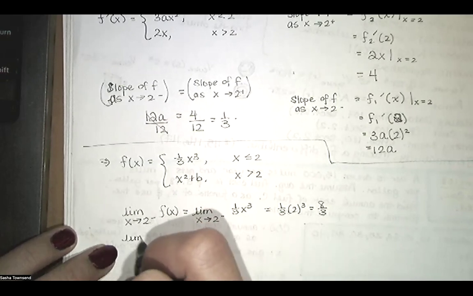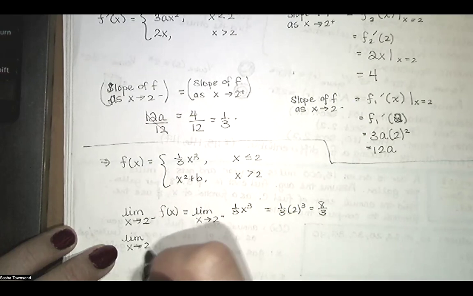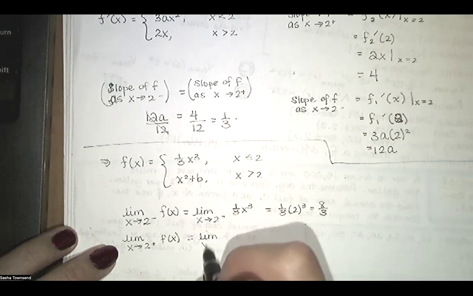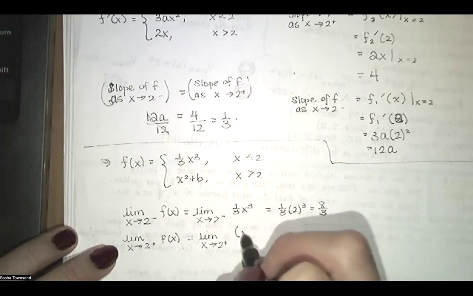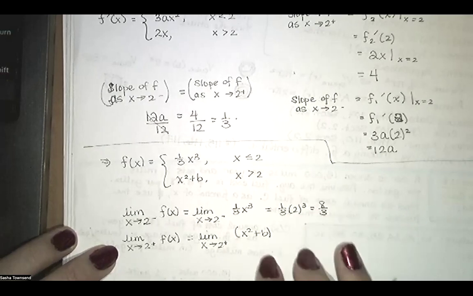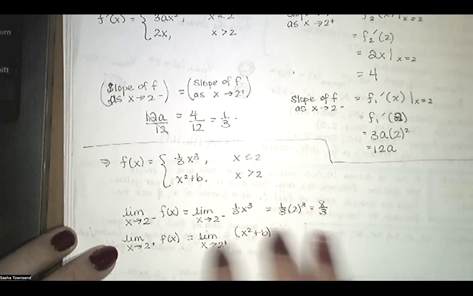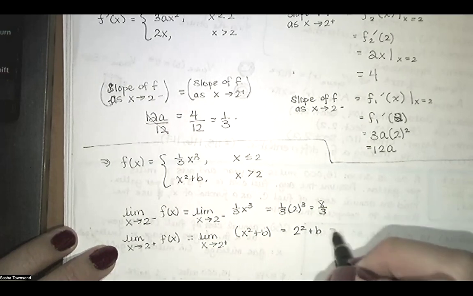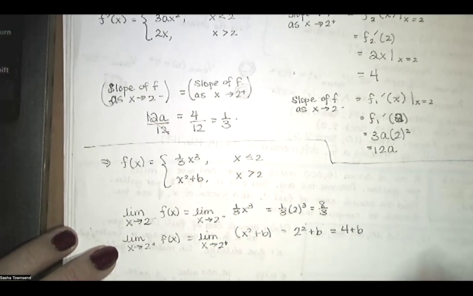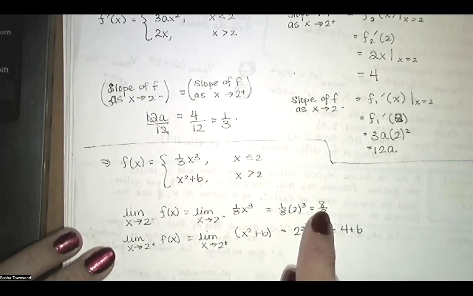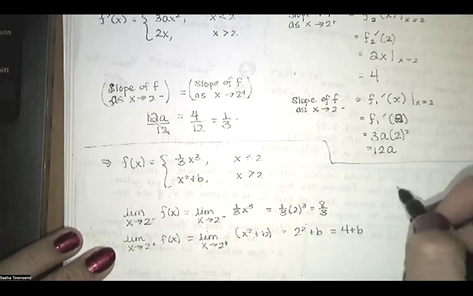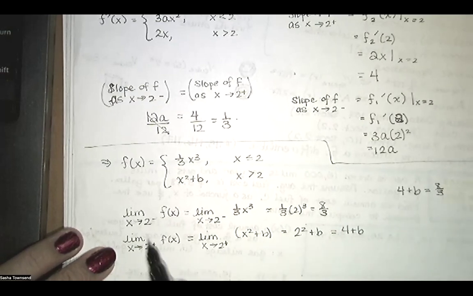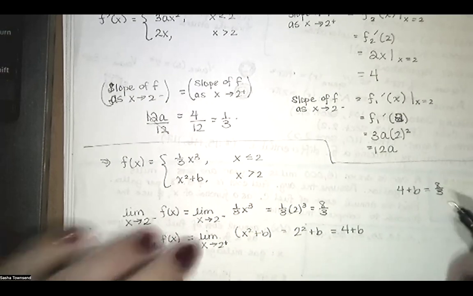Now, I need that to be equal to the limit as x approaches 2 from the right of f of x. Now, on the right-hand side of x equals 2, our function is equal to x squared plus b. Well, that's just a parabola. That's continuous at x equals 2, so we can substitute in x equals 2. Get 2 squared plus b, so we get 4 plus b. So I need this 4 plus b to equal that 8/3, so that the limit from the left of 2 matches the limit from the right of 2.